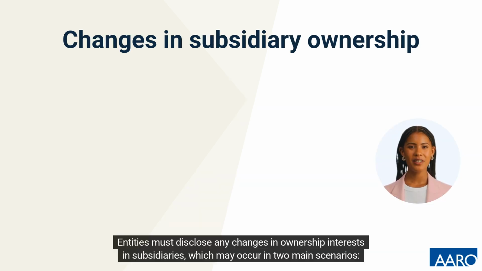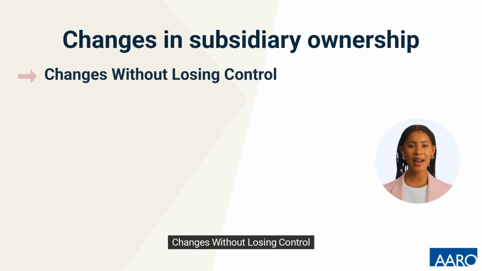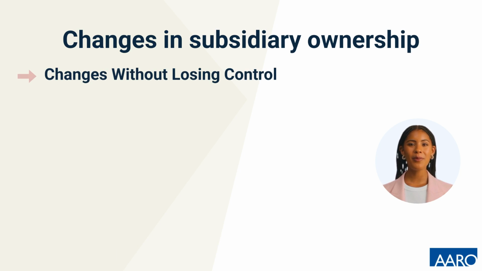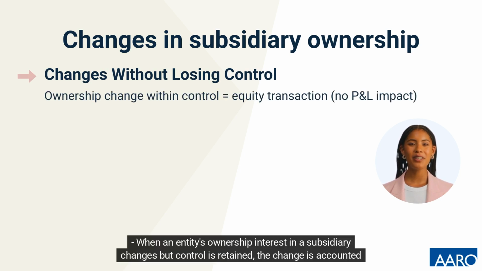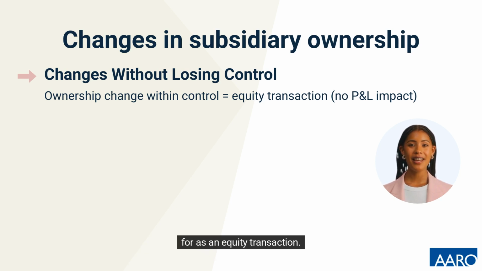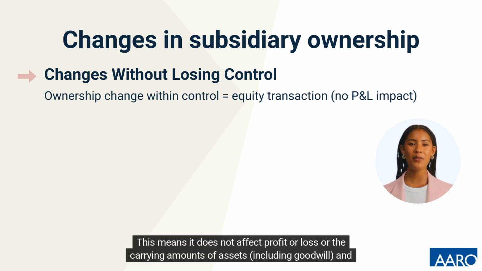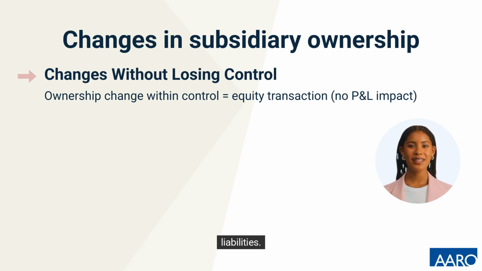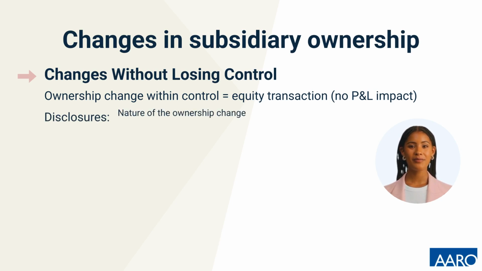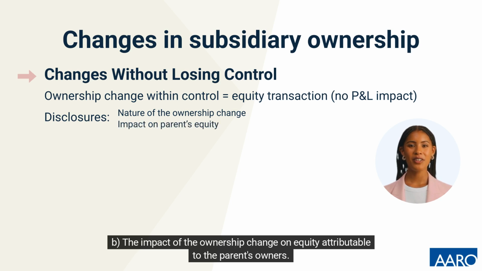Entities must disclose any changes in ownership interests in subsidiaries, which may occur in 2 main scenarios. 1. Changes without losing control. When an entity's ownership interest in a subsidiary changes but control is retained, the change is accounted for as an equity transaction. This means it does not affect profit or loss or the carrying amounts of assets, including goodwill, and liabilities. The entity must disclose: A. The nature of the ownership change. B. The impact of the ownership change on equity attributable to the parent's owners.